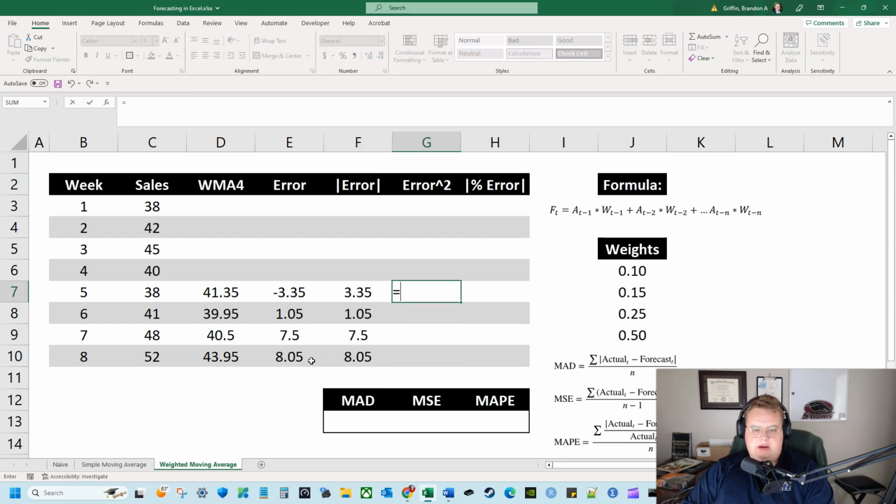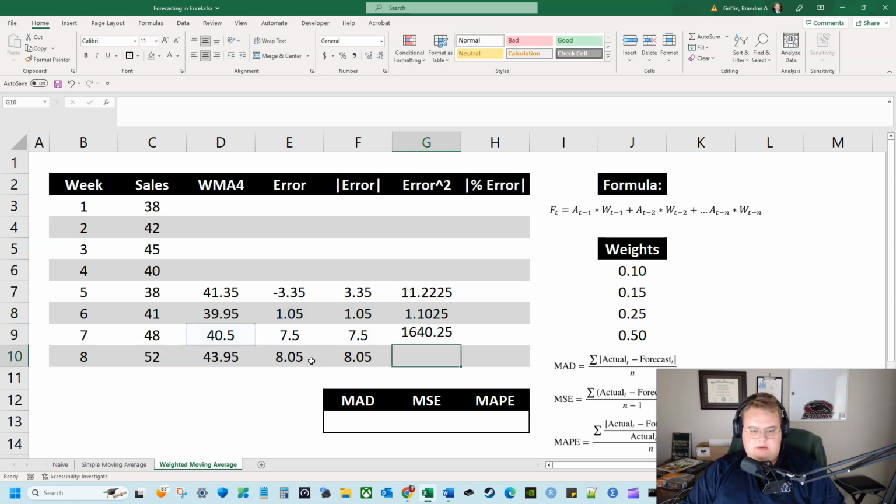Let's do the squared error. I can do 3.35 and multiply that by the power of 2. Then I'm going to take 1.05 to the power of 2, and then I'm going to do 40.5 to the power of 2, and then, I made a mistake. Okay, it was good that I caught my mistake. When doing these calculations, especially in Excel, it's important that you reference the errors.